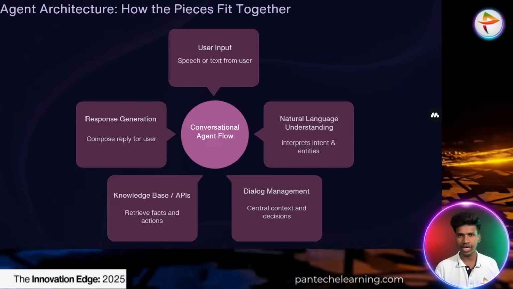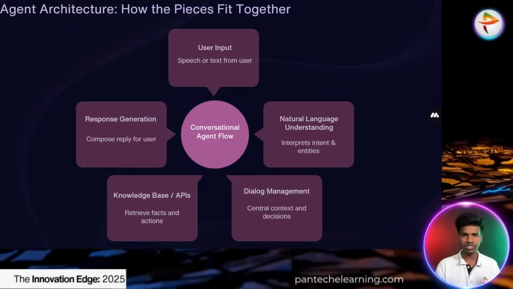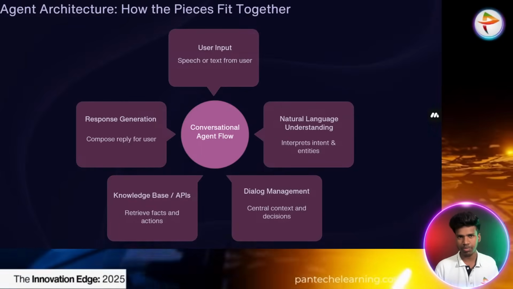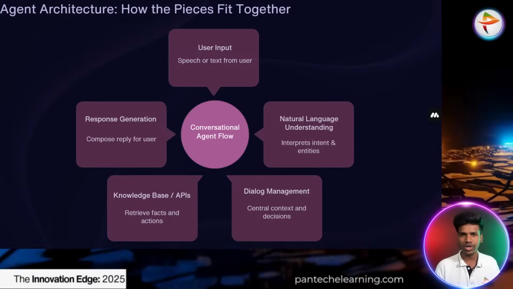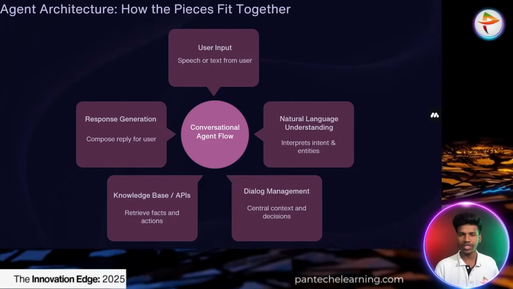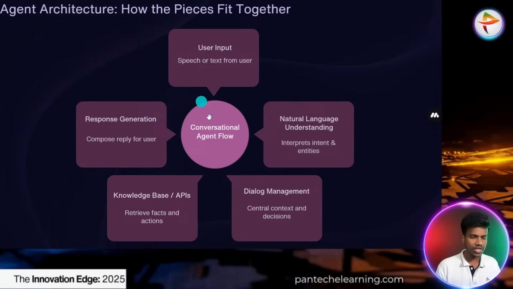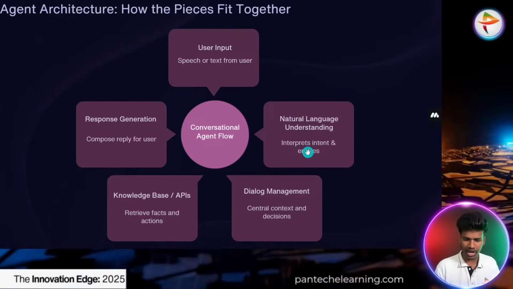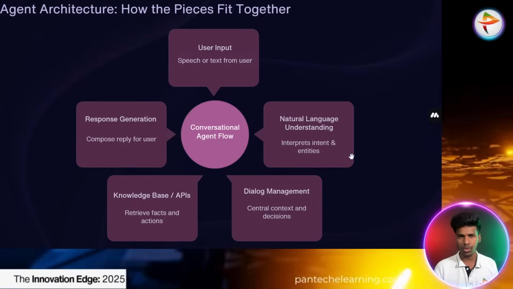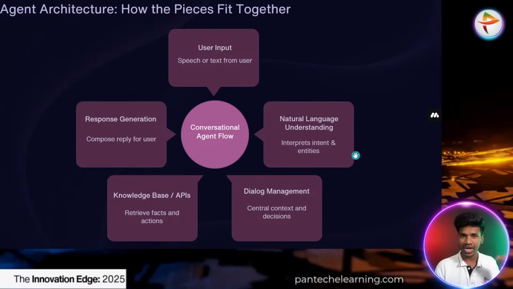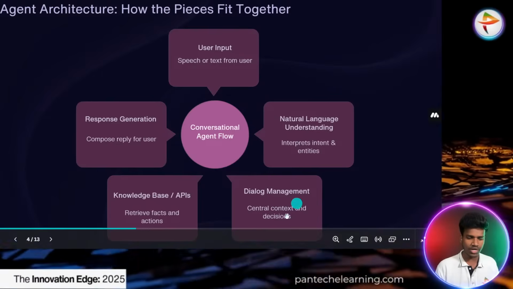Every LLM is the same. With ChatGPT, when I enter the chatbot, it asks me to start with my question, and only then does it give a reply. Otherwise it stays idle. When the user starts the query, it goes to natural language understanding, which interprets the intent and entities based on their language and query. It tries to understand the question. Then it goes to dialogue management, the central context and decision.